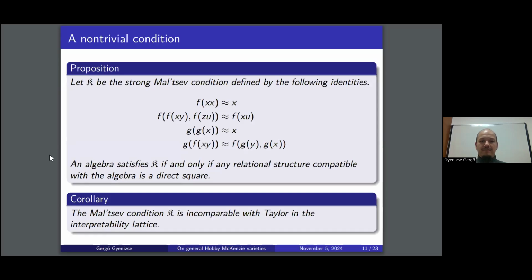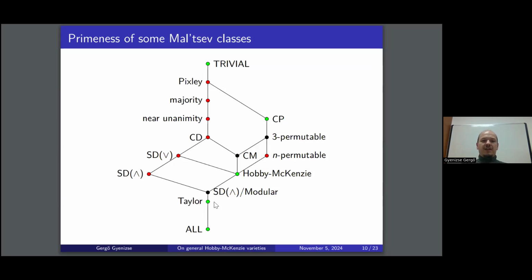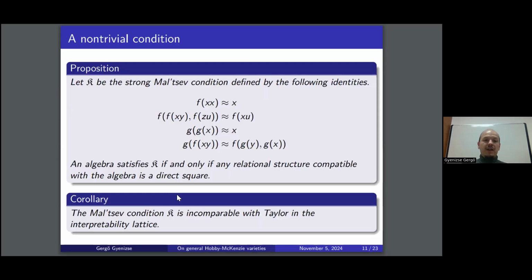First of all, an aside. Taylor is the weakest non-trivial idempotent Markov condition, but not the weakest overall non-trivial Markov condition. There are elements in the interpretability order that are outside of this and that are incomparable to Taylor, and I will give you such an example. Consider the strong Markov condition that derives from these identities. We have two terms, a binary term and a unary term. They satisfy these identities, so F will be idempotent but G not necessarily.